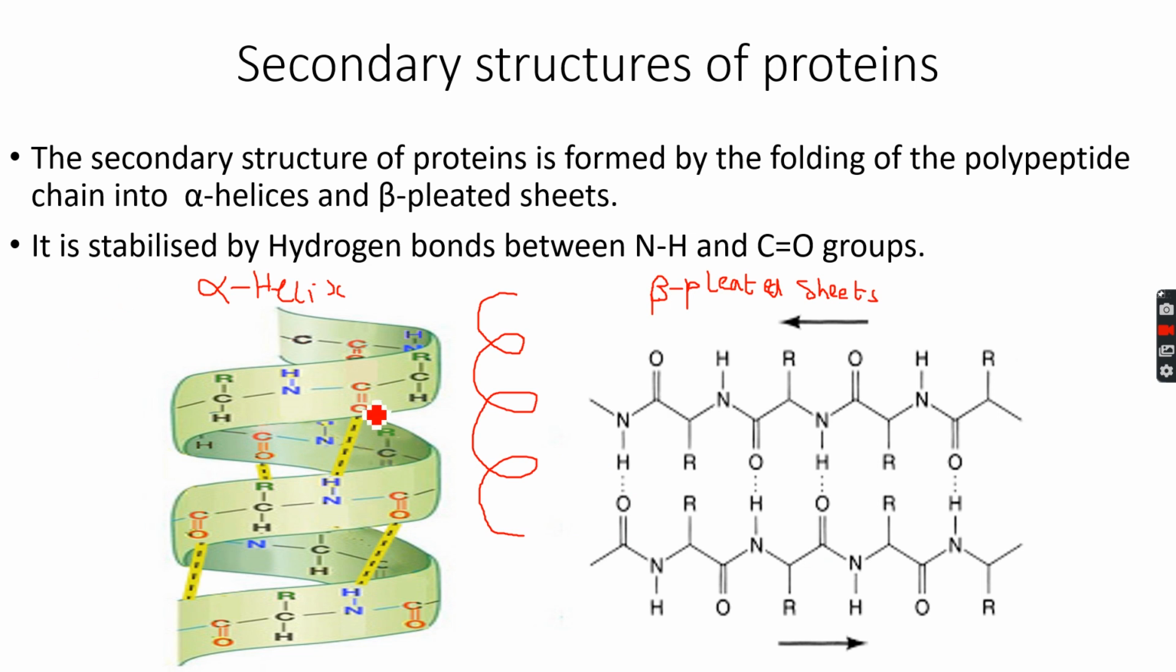So you can see that in the alpha helix there are hydrogen bonds between CO and NH, CO and NH, CO and NH, and in the beta pleated sheet as well, instead of a spiral, the polypeptide chains are parallel to each other, so there are hydrogen bonds between them. So it's very important for you to know these two structures. You should know how to draw these structures, because they ask you to draw them in the exam, so you should be aware about how you draw these structures.